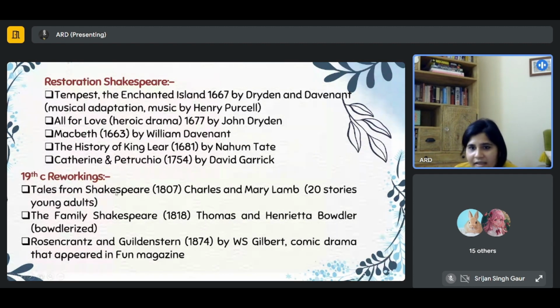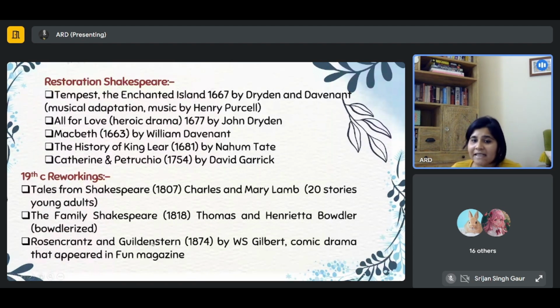Then you might also know the 19th century reworkings, right? Charles and Mary Lamb wrote Tales from Shakespeare. So these numbers are important. They will ask how many stories were reworked, and they reworked 20 stories. Then what is the meaning of Bowdlerized Shakespeare? It means censored Shakespeare or appropriated Shakespeare. So the language was euphemized and all the disturbing scenes were removed by Thomas and Henrietta Bowdler. And this word has become synonymous, Bowdlerized. To bowdlerize something means to censor it, to edit it, to make it appropriate for a family audience. Okay? UG13 kind of.